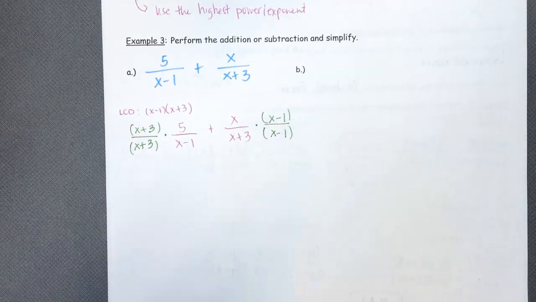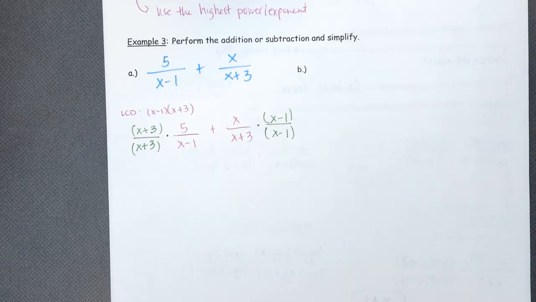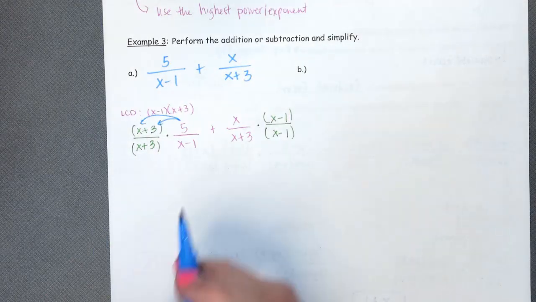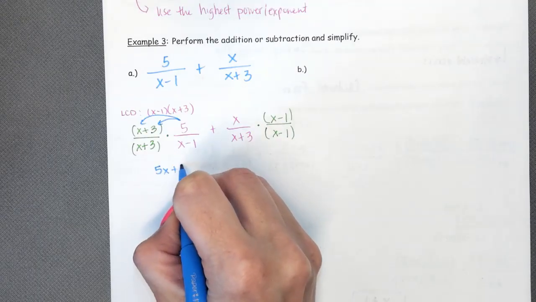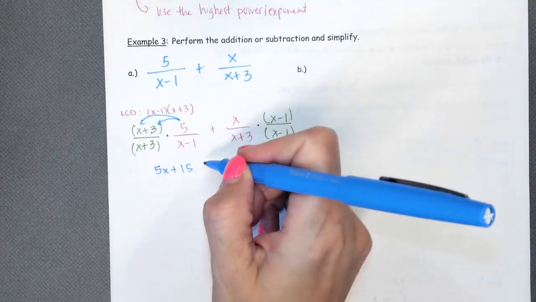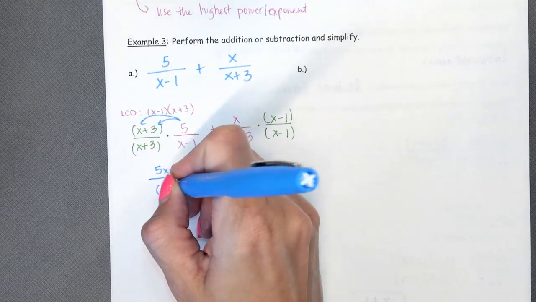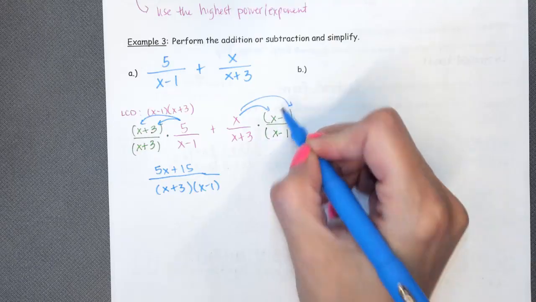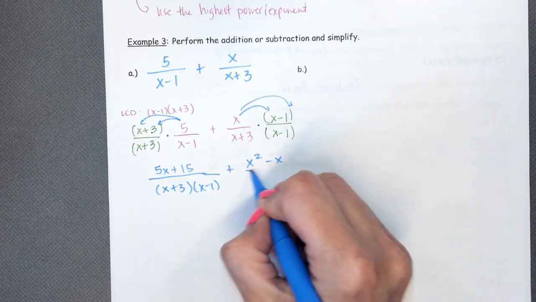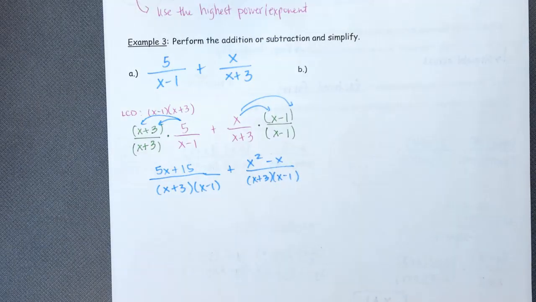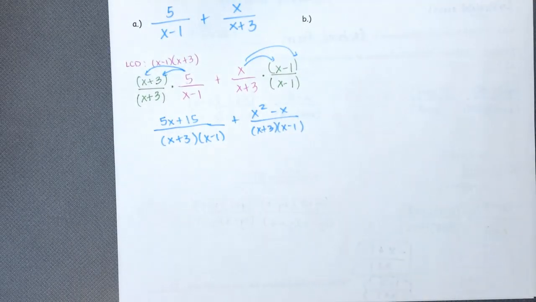This is where sometimes people get confused, because we are going back and forth between a few different things here. You are going to distribute in the numerator. So we're going to have 5x plus 15 over x plus 3 times x minus 1. And then for this one, we have x squared minus x. Now we have a common denominator, so we can combine all of our like terms.